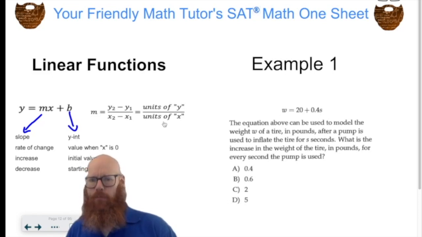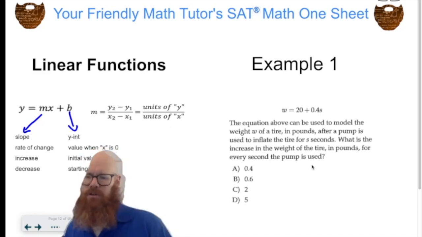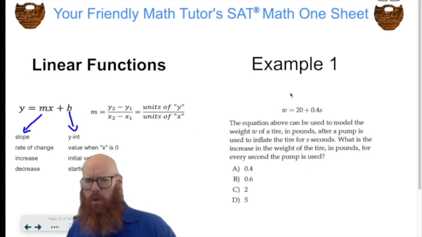And here's our slope formula. If we want to know the units of slope, it's the units of y over the units of x. So let's see how we can use that information in our first example. This equation above is y equals mx plus b. It's flipped, and in different variables, but it's still y equals mx plus b. They ask, what is the increase in weight of the tire in pounds for every second the pump is used? Well, that is a slope concept.